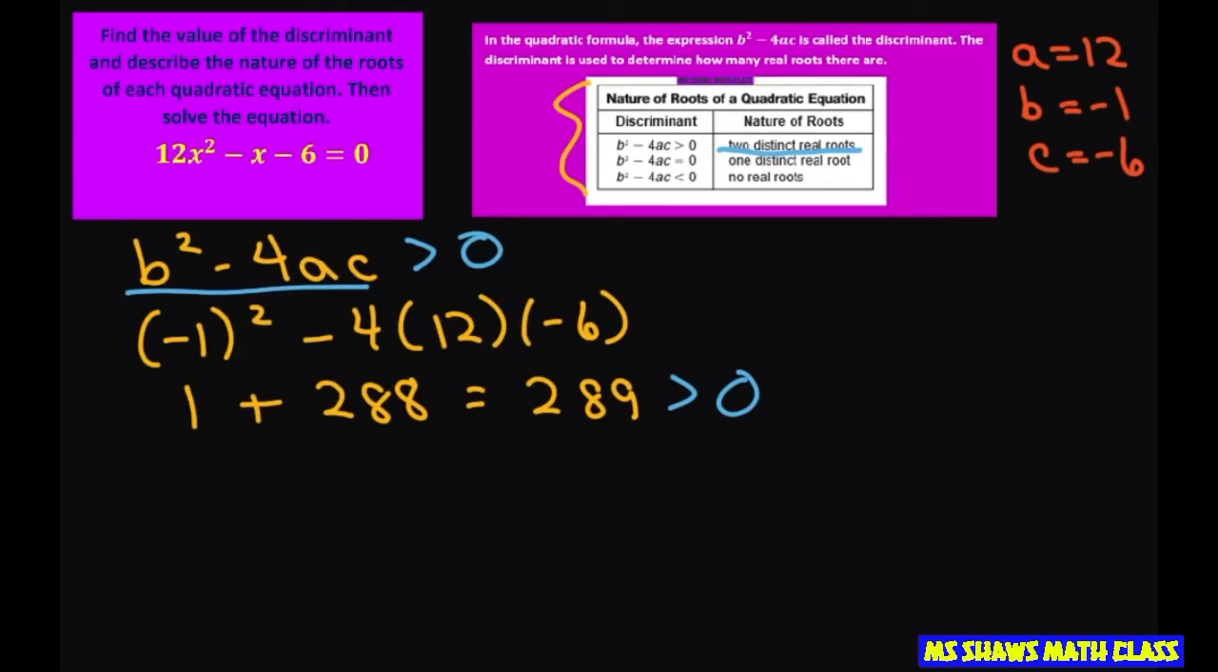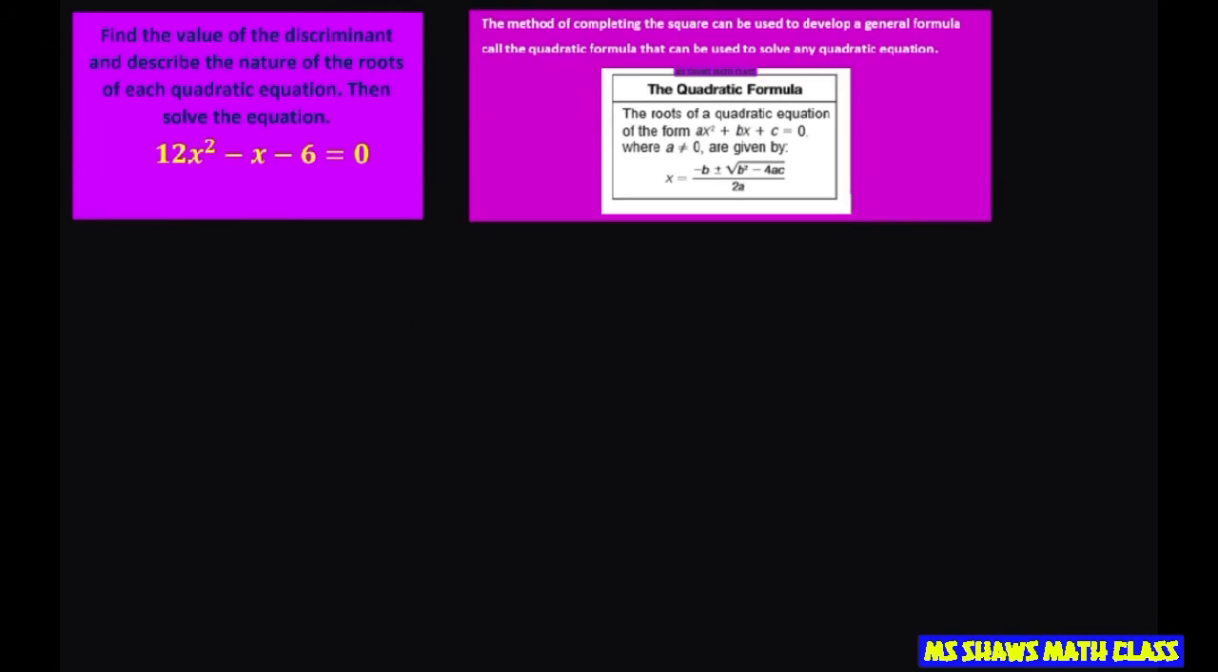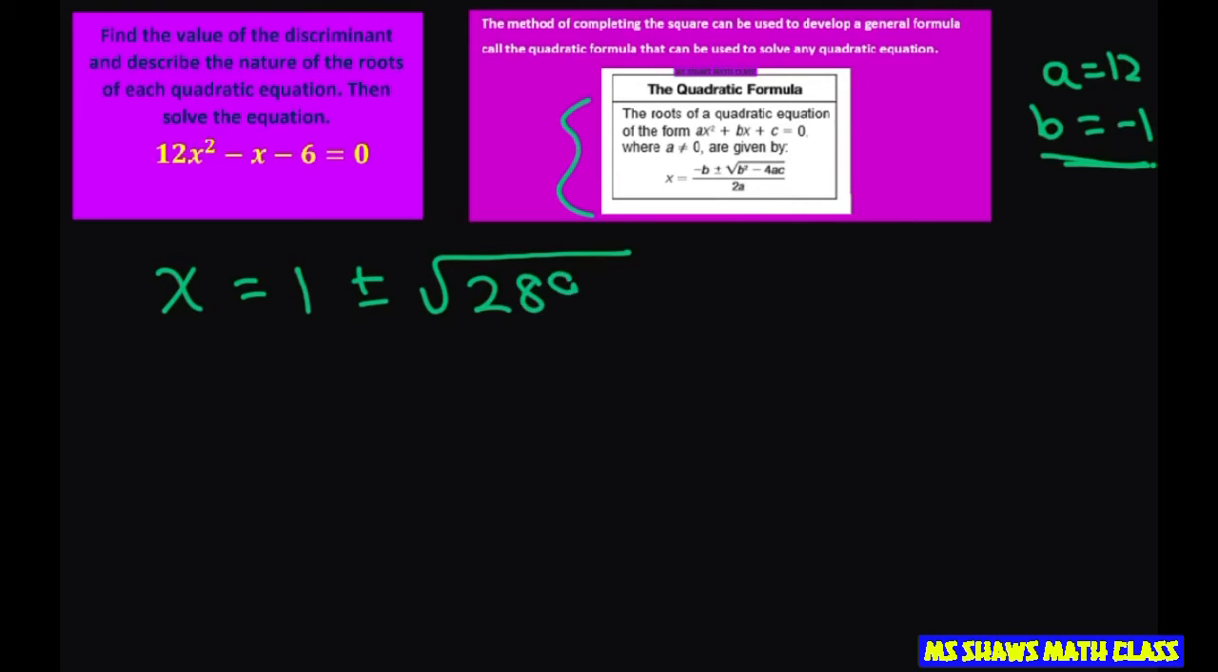Use the quadratic formula here. Remember, our A is 12. Our B is -1. So for our quadratic formula, you're going to have x equals -b, so that's going to end up making that +1, plus or minus the square root of 289. We already did this part. Divided by 2 times 12, or 2a.